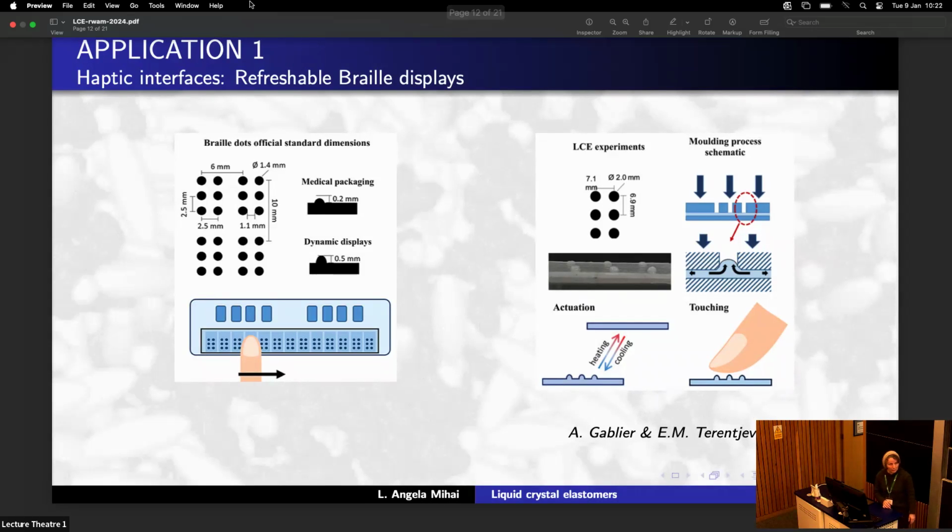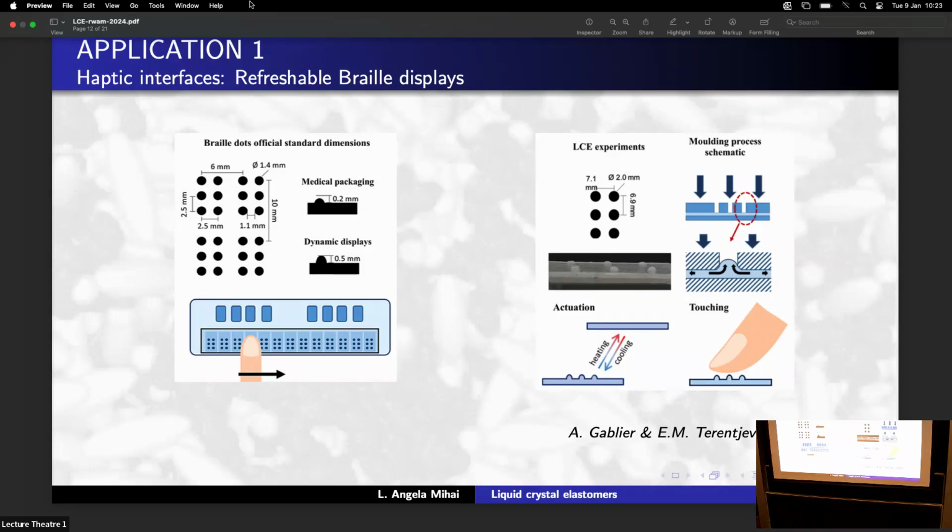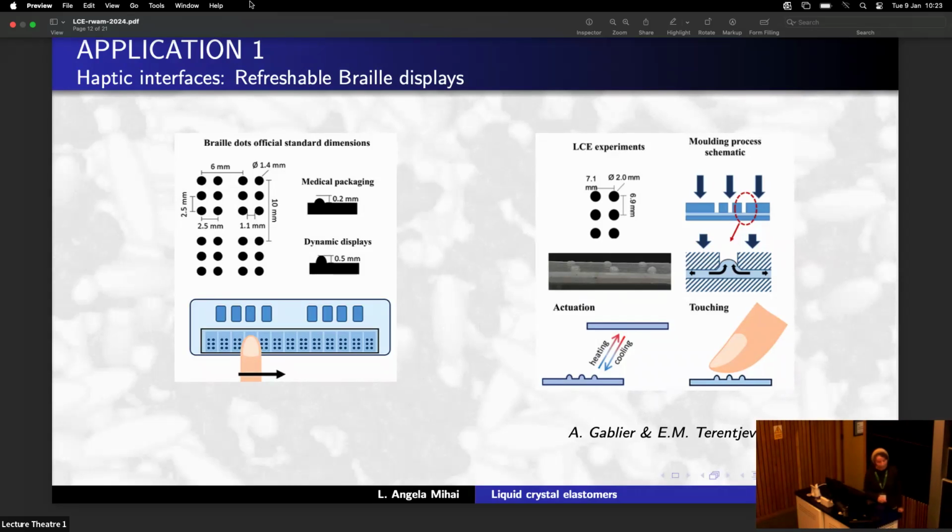Okay, so how about applications? There are a range of applications that people can think about using these materials. And one such application that we've been involved with is modeling braille displays. Refreshable braille displays are very desirable because you do have braille writing, for example, on pharmaceutical products, on boxes. You can feel it. You can see the size is very small.